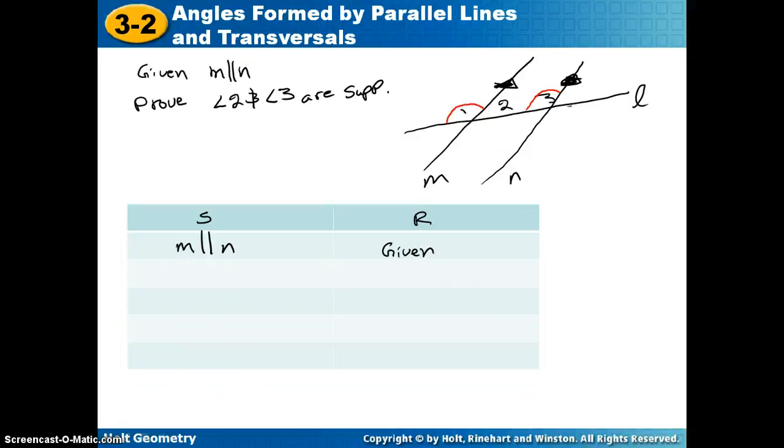I have a theorem that says that 2 and 3 are supplementary, because they're same-side interiors, but that's what I'm trying to prove, so I can't use the theorem I'm trying to prove. But I am going to write angle 1 is congruent to angle 3. Justification, corresponding angles postulate.